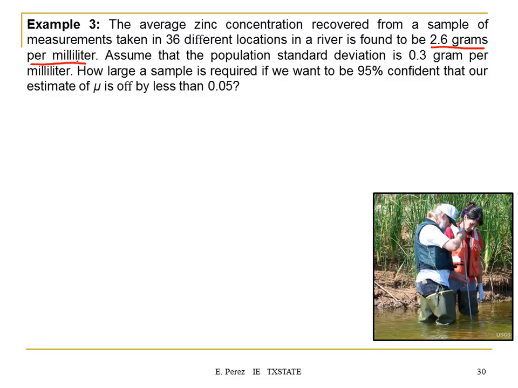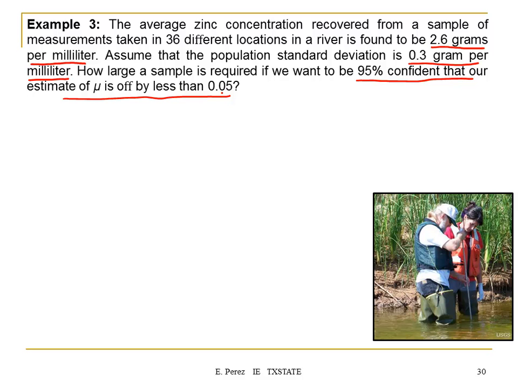Assume that the population standard deviation is 0.3 grams per millimeter. The question is how large a sample is required if we want to be 95% confident that our estimate of mu is off by less than 0.05. So in this problem we are looking for that value of n, or the sample size, that will give us that confidence for our estimator.